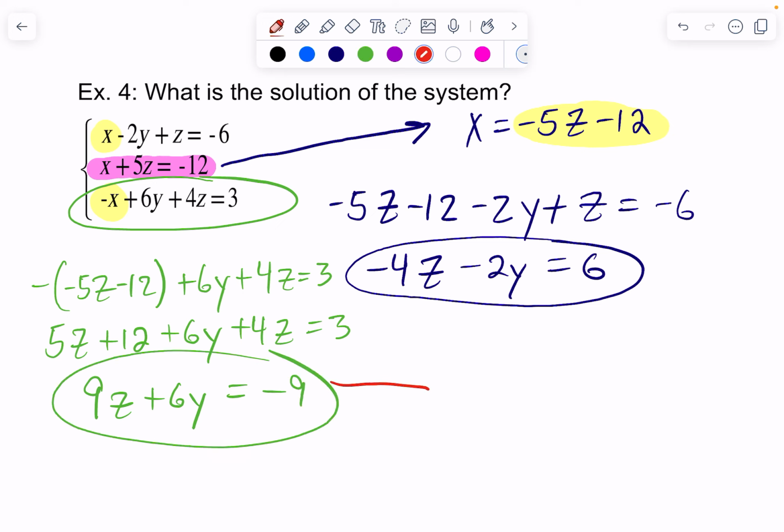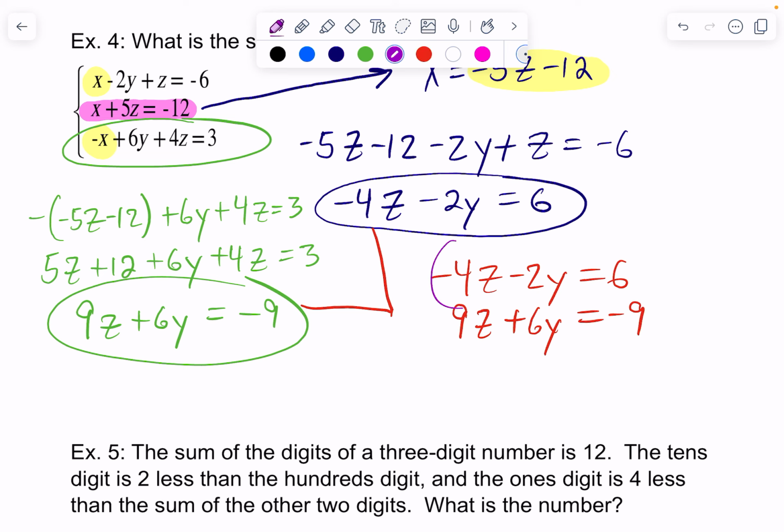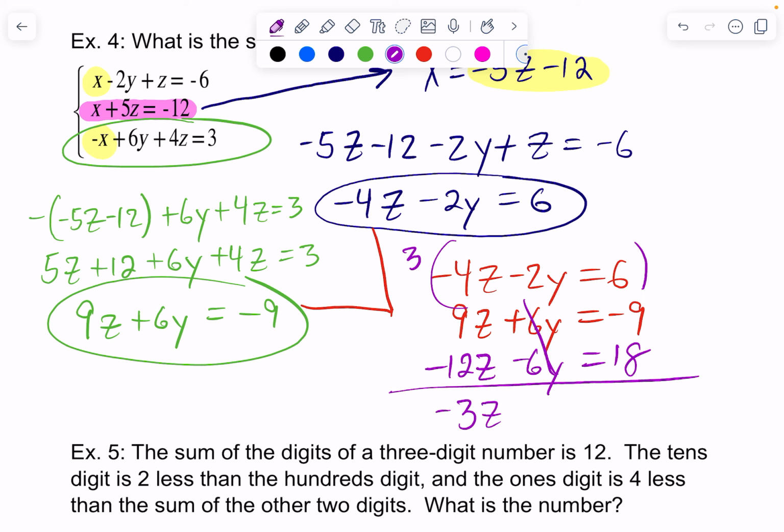Now let's go ahead and combine these two. So I've got negative 4z minus 2y equals 6, and 9z plus 6y equals negative 9. I'm going to choose to eliminate the y, so I'm going to multiply this top one by 3, giving me negative 12z minus 6y equals 18. The y's cancel. Negative 3z equals 9. Divided by negative 3, z equals negative 3.